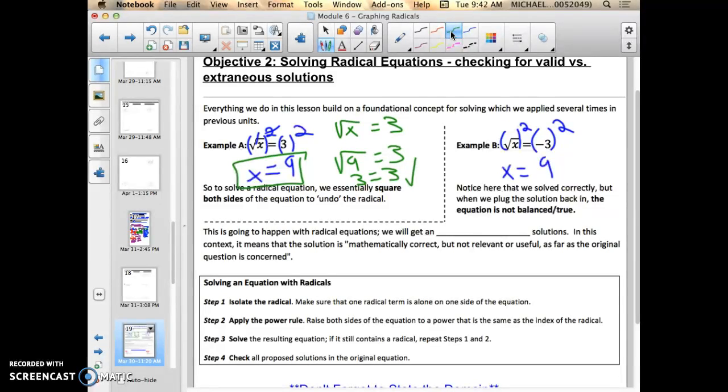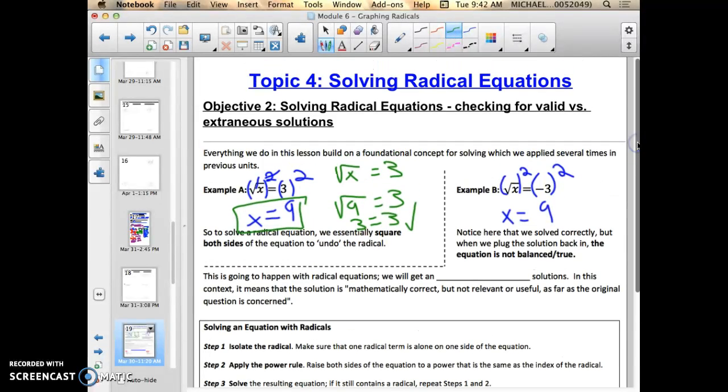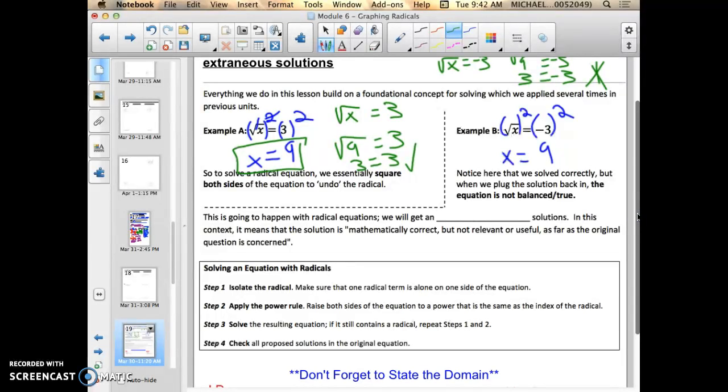It works perfectly. Now, over here, though, if I do the square root of x equals negative 3, and I put 9 in for x, the square root of 9 equals negative 3. In this case, the square root of 9 is 3, which does not equal negative 3. So notice here that we solved correctly, but when we plug the solution back in, the positive 9, the equation is not balanced or true. 3 does not equal negative 3. So this doesn't work. And this is going to happen with radical equations.